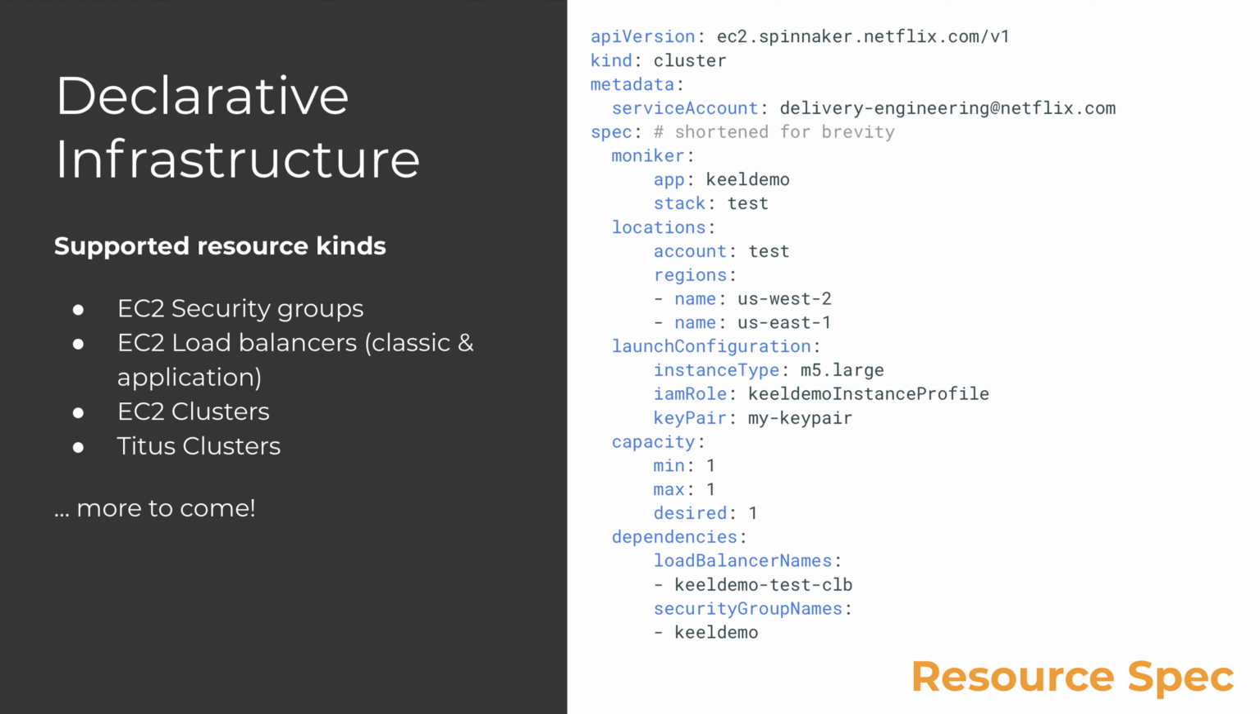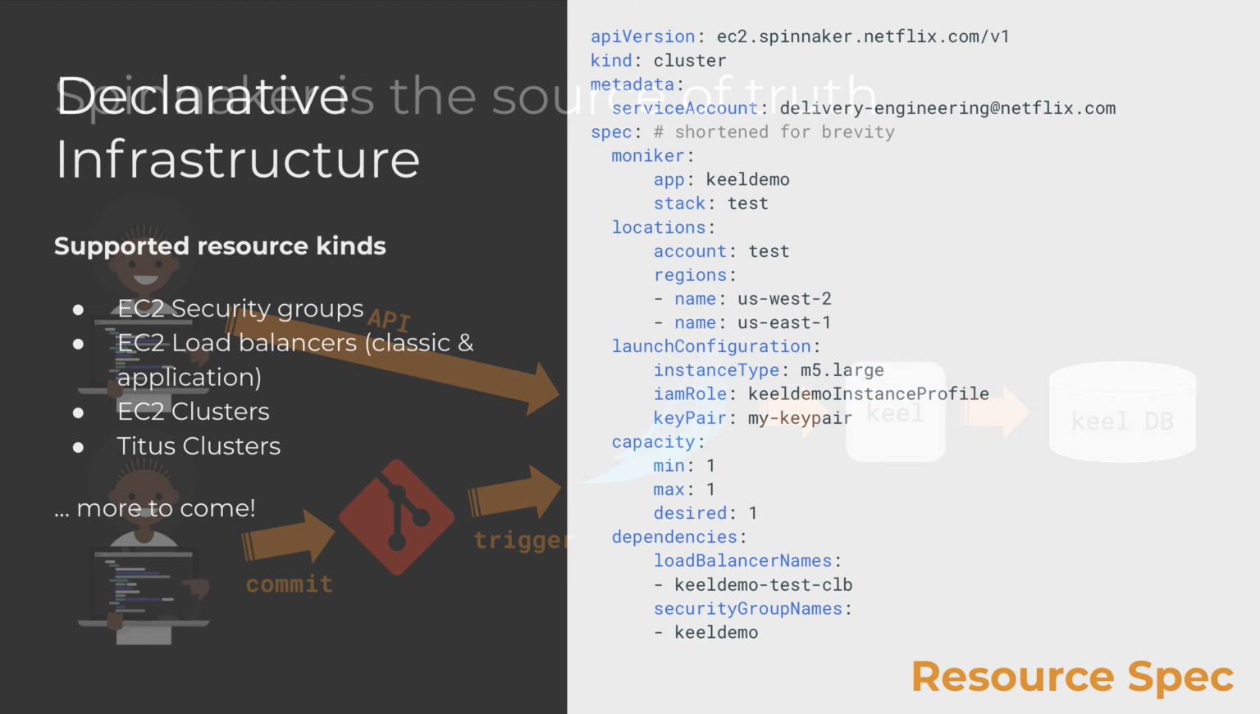Here's some shortened YAML for you to look at. This example is an EC2 cluster. You'll notice the format might look a little familiar. Kubernetes has great API design. And so we have metadata, and then we have the spec, which is all the details about the resource. You'll notice here that it has a moniker, it's a Spinnaker concept, and it has 2 locations in one account. It has some launch configuration information because it's an EC2 cluster, and it has some dependencies in words and not IDs.